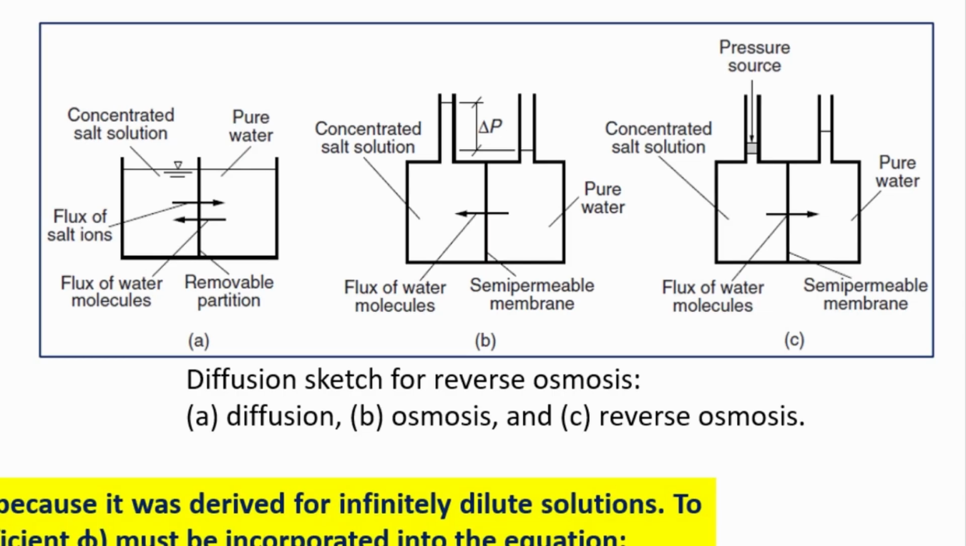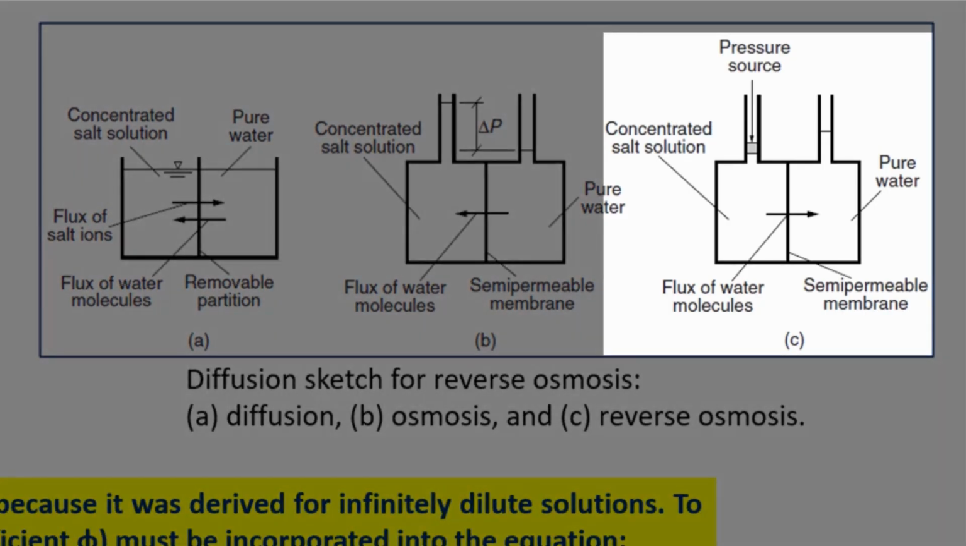Two opposing forces contribute to the rate of water flow through the semipermeable membrane. First, the concentration gradient, and second, the pressure gradient. These opposing forces are exploited in reverse osmosis. As shown in figure C, applying a force in excess of the osmotic pressure places the system in non-equilibrium with a pressure gradient exceeding the concentration gradient.